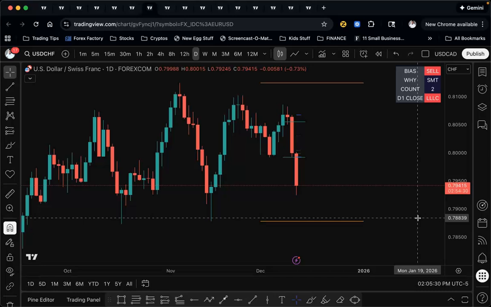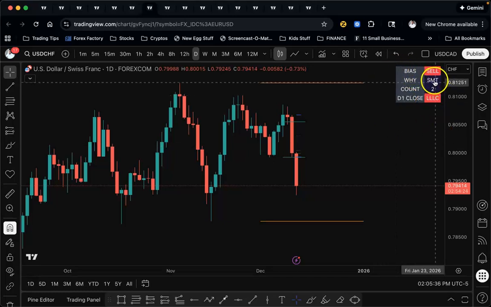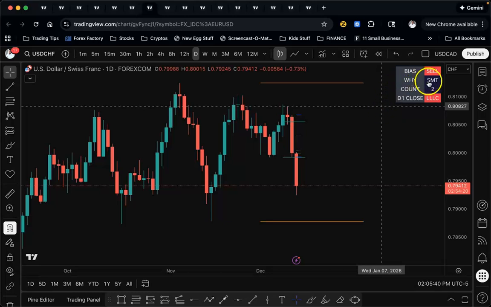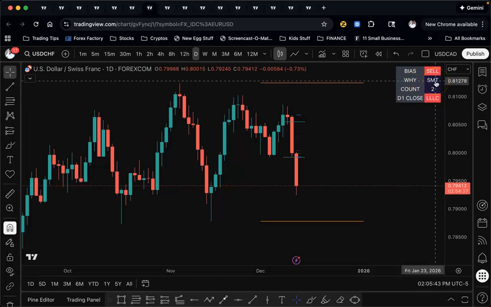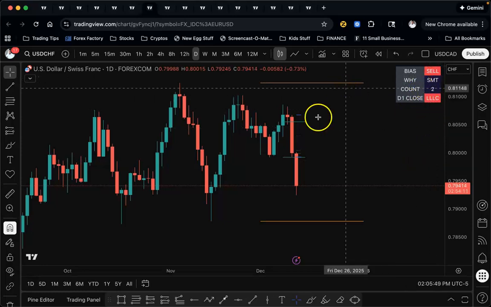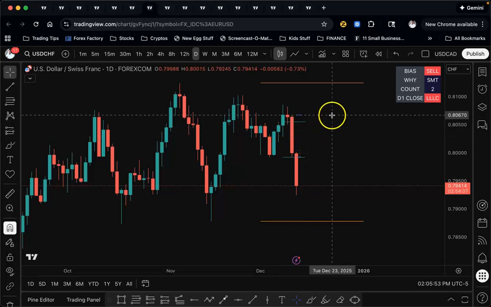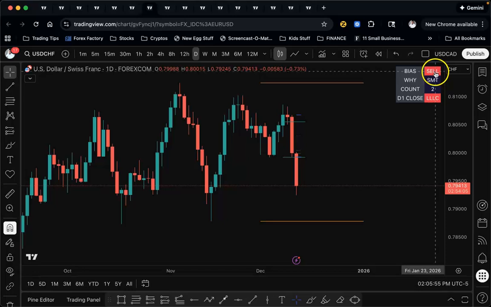And essentially this is two indicators in one, right? So this is the heads up display, which is going to determine the bias. It's going to tell me why the market has the bias at the end of every single day. And it's also going to tell me how the daily closed. So yesterday, at the close of this candle, the bias was sell. The reason was SMT, right?